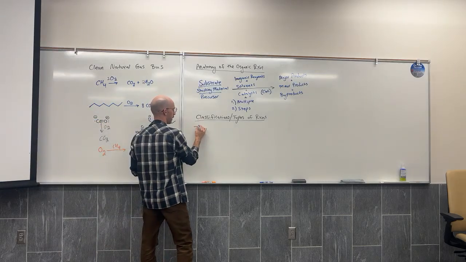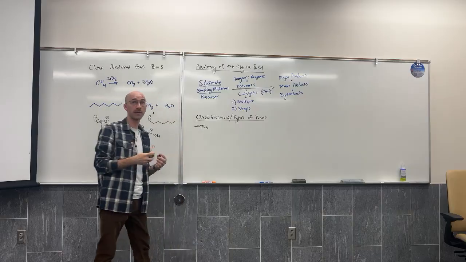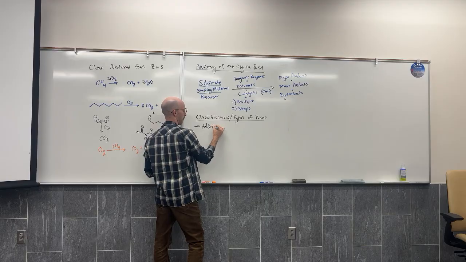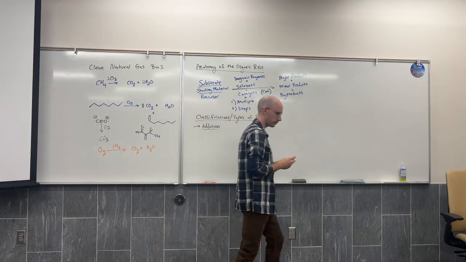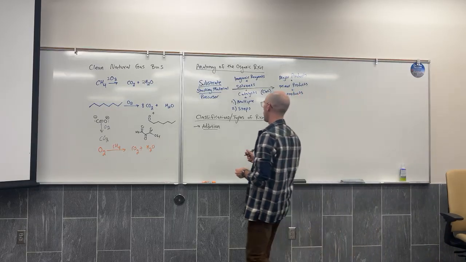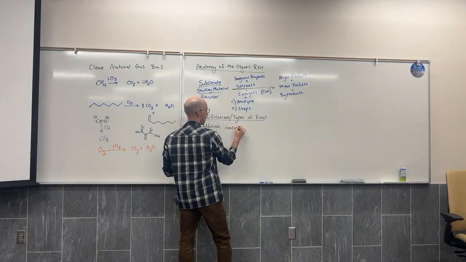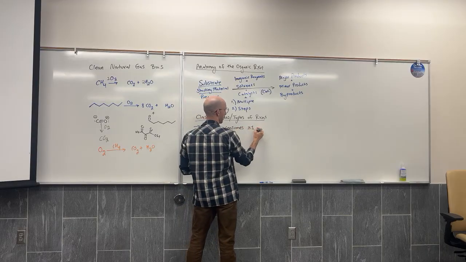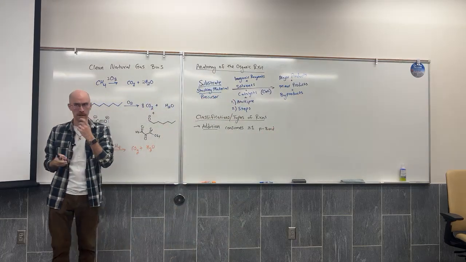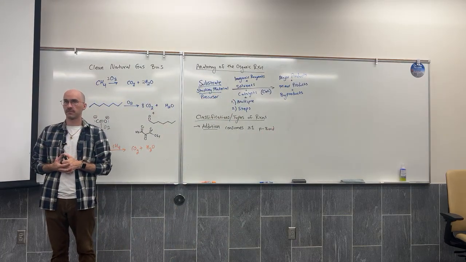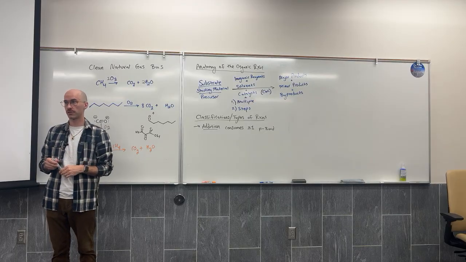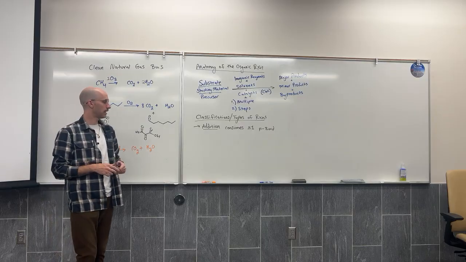The first type, the one that we will start doing next week actually, are addition reactions. An addition reaction consumes a pi bond. I'm actually going to say at least one. You can have an addition reaction that consumes more than one pi bond, but addition reactions generally consume pi bonds.